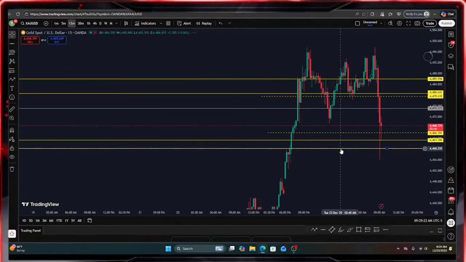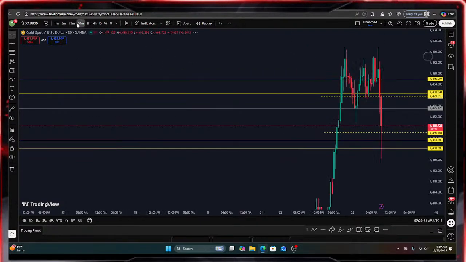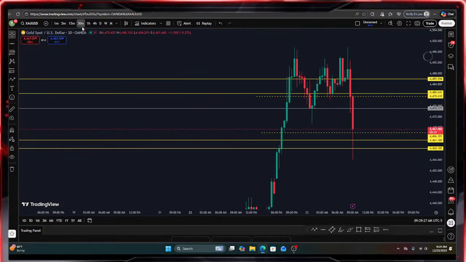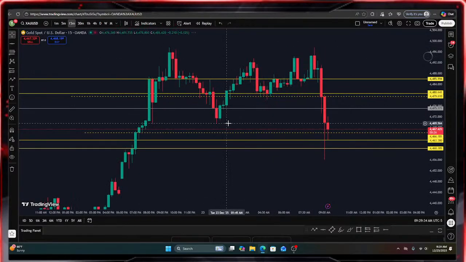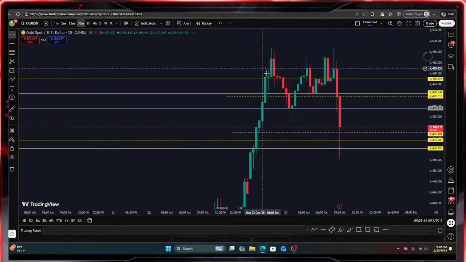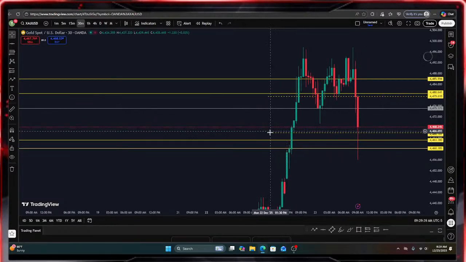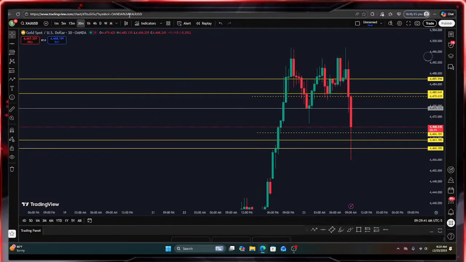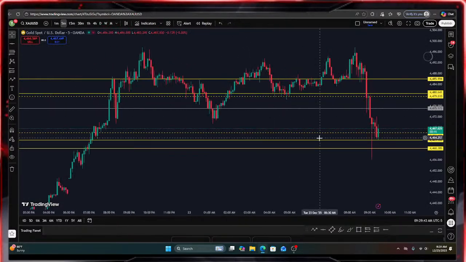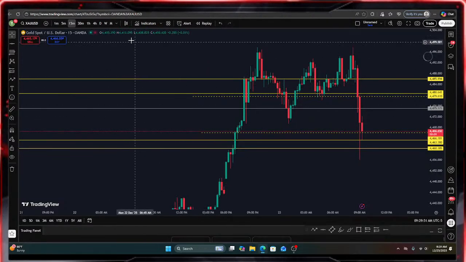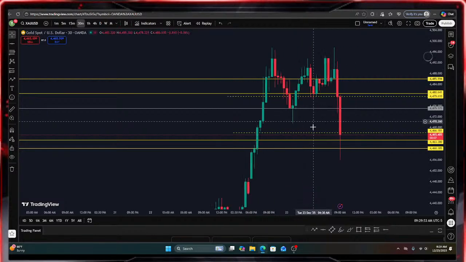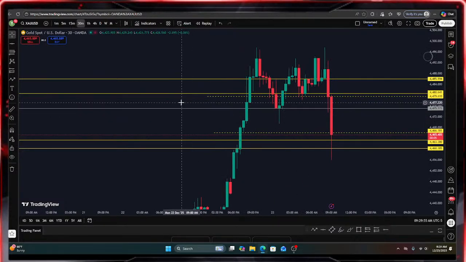Got like what, 5 minute candle close in a minute, 15 minute candle close weak bullish, 30 minute candle close below. Wait, we still got 20 seconds. We still got 20 seconds left. I'm leaning more towards the buys, chat, but it just depends on how we close.